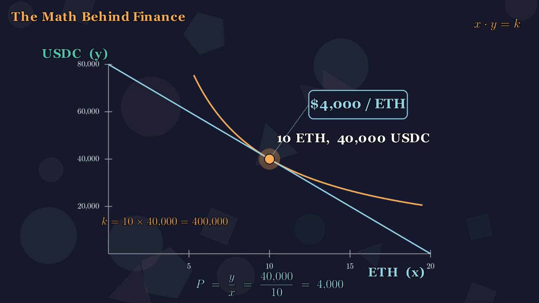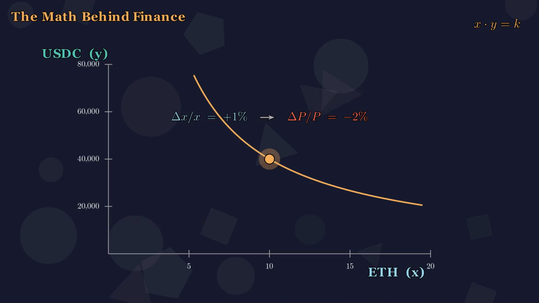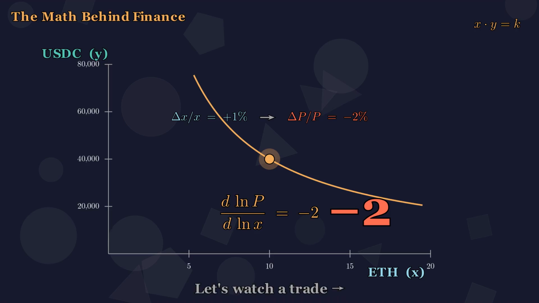Slide along the curve, and the tangent rotates. The price updates continuously. But here's the twist. Increase the ETH reserve by just 1%. The price does not drop by 1%. It drops by 2%, exactly 2%. The price elasticity with respect to the reserve is a constant, -2. Reserve shifts by 1%, price shifts by 2%. That amplification factor is precisely why trades on Uniswap move the pool much harder than you'd expect.